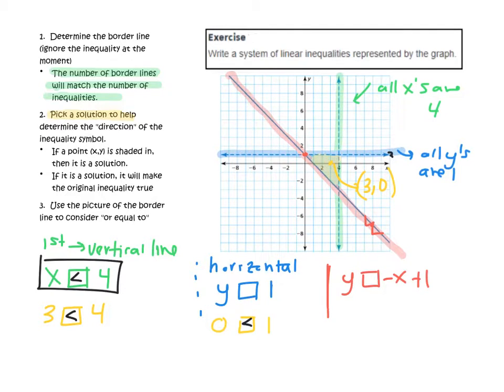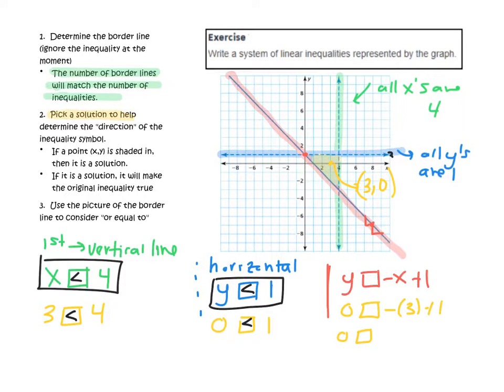I don't need the equal to component, so I just copy the inequality symbol. So there's my second inequality. When it comes to the last borderline, we're going to test the point (3, 0). So I plug in the x and the y value, and I simplify.